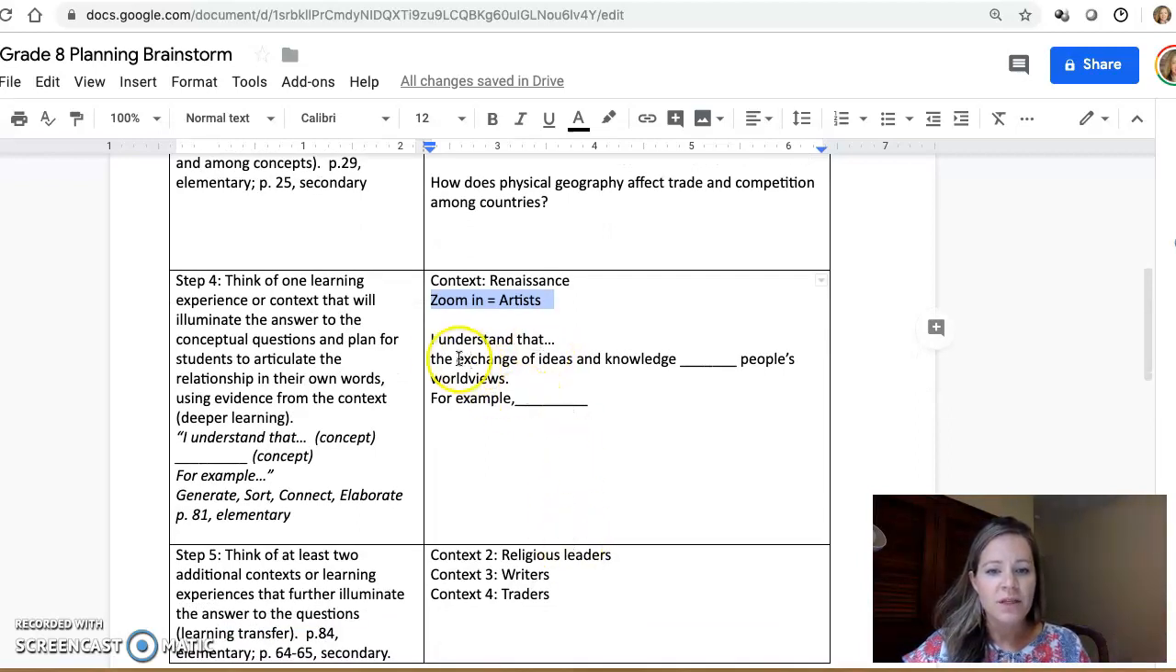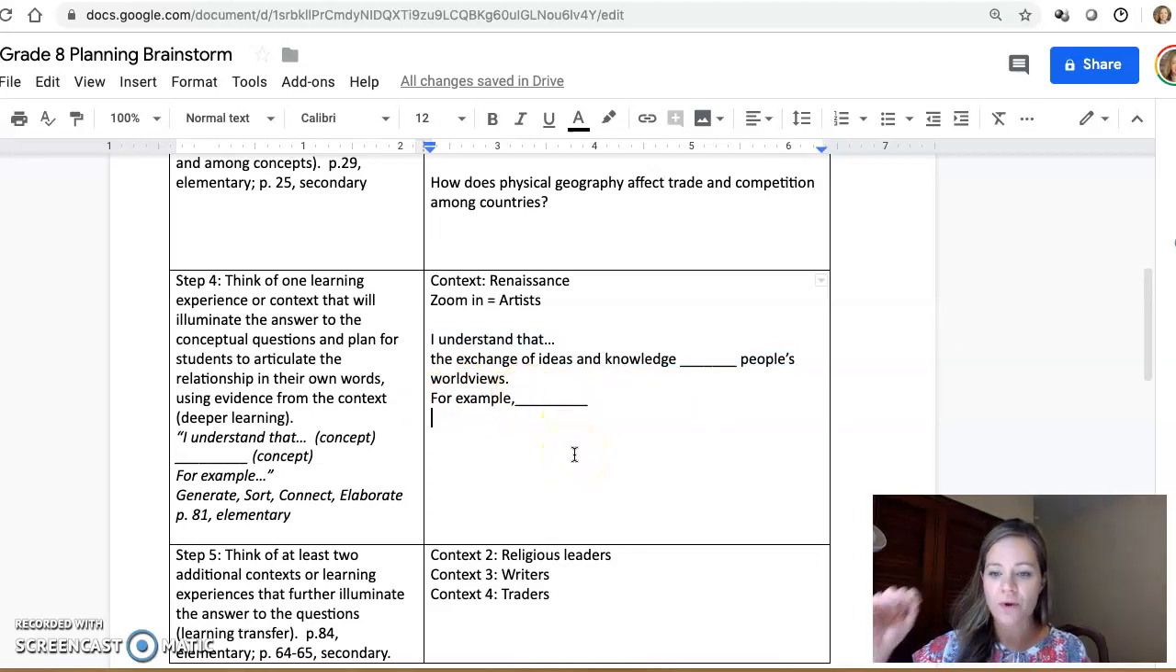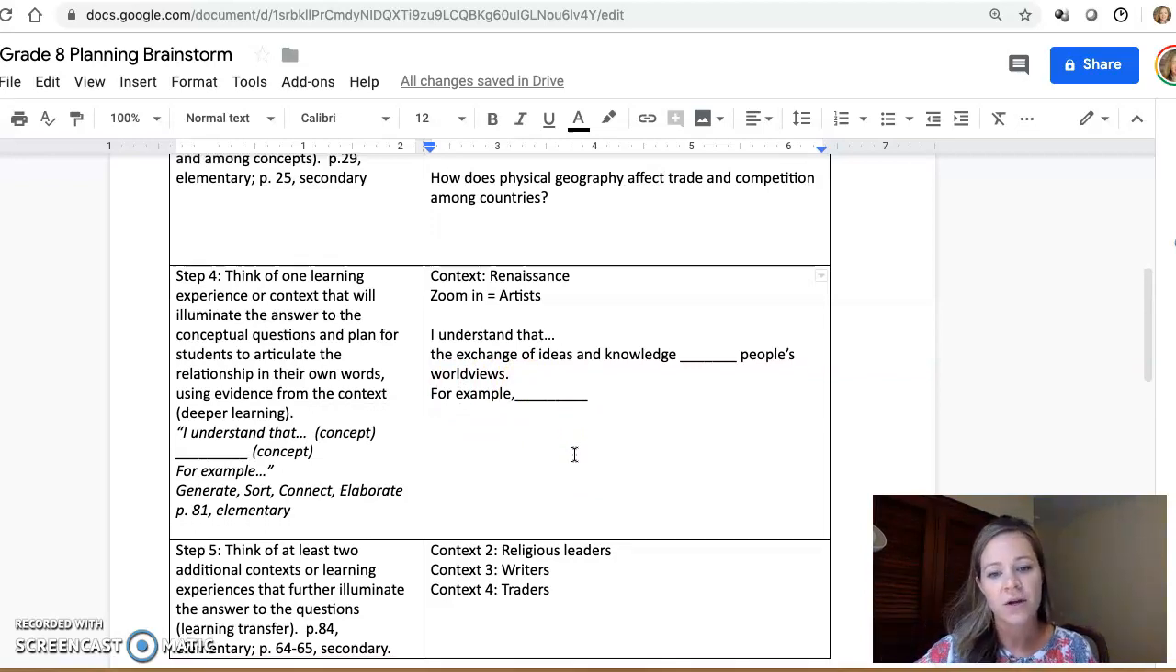And then I want to think about how I'm going to get kids to answer that question. So I give them this sentence stem: I understand that the exchange of ideas and knowledge influences people's worldviews. I want students to fill that in. And then I give them this sentence stem: For example, in the Renaissance, this artist did this. Like, they have to ground that answer in the context that they're exploring.